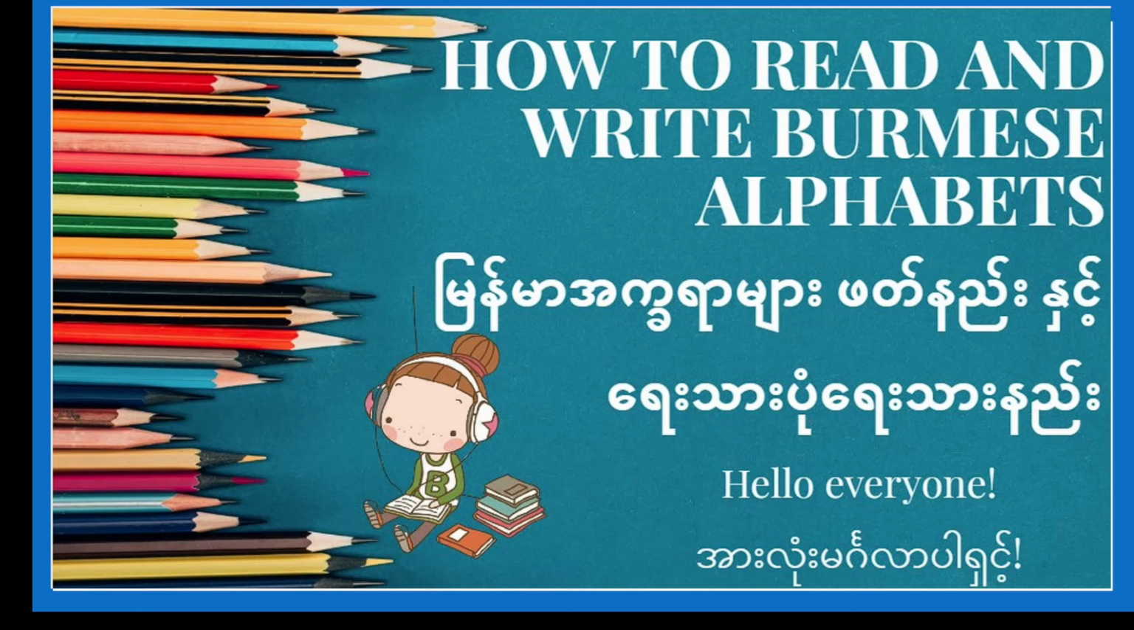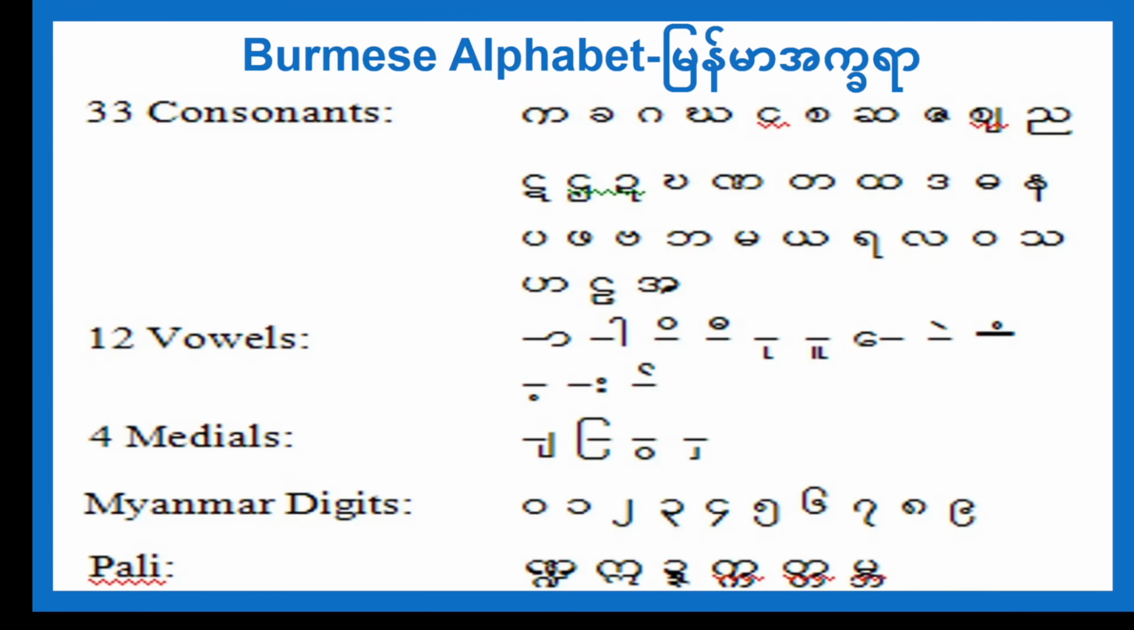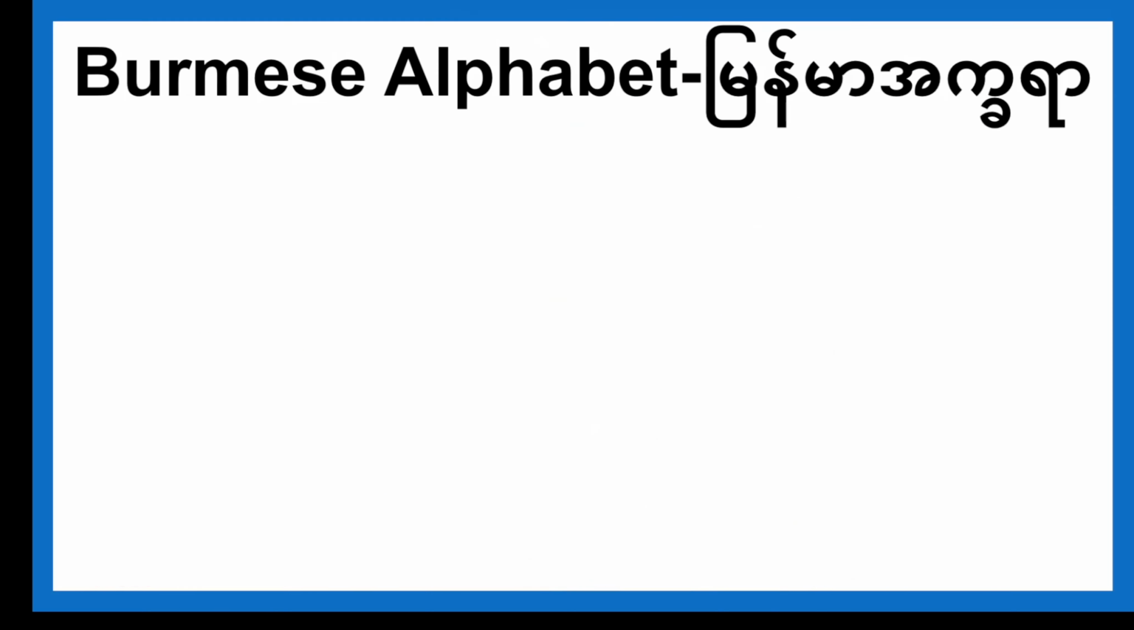Today we are going to learn all about the Burmese alphabet. The Burmese alphabet has 33 consonants, 12 vowels, 4 medials and 6 pari. Can you read along with me?